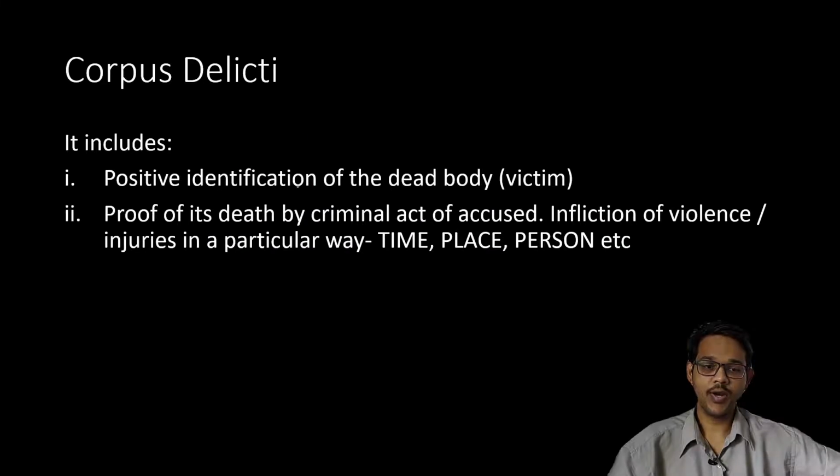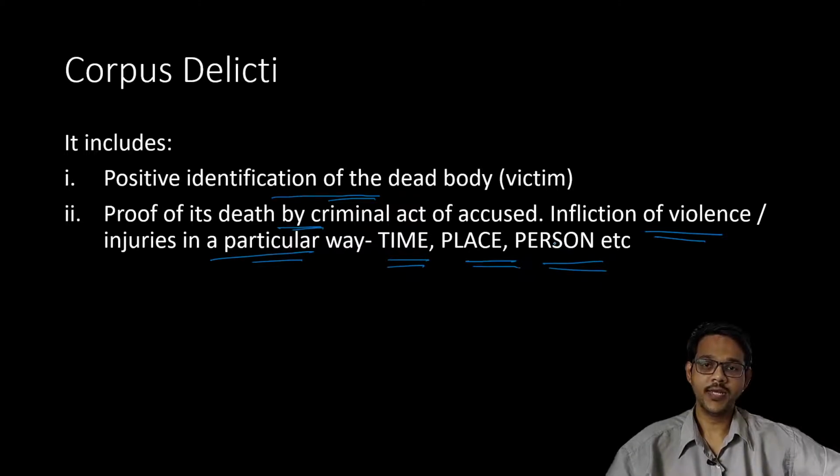It includes positive identification of the dead body first. So the victim has to be identified first. Then on the body of the victim, proof of death by a criminal act should be identified, like infliction of violence, injuries in a particular way at a certain time, certain place, or on a certain person, etc.